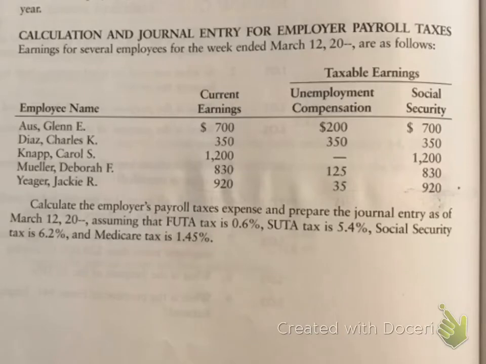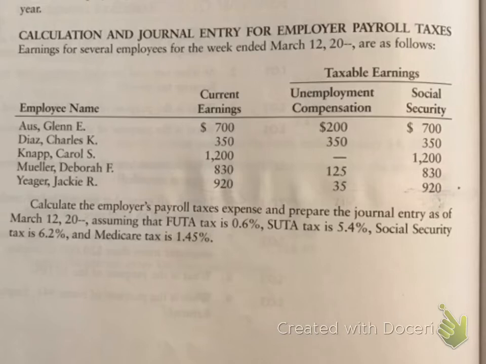Okay, in this video, we will work problem 9-2A. 9-2A is on page 342 of your textbook, and you will work this on work paper 91. So 9-2A says, earnings for several employees for the week ended March 12th are as follows.